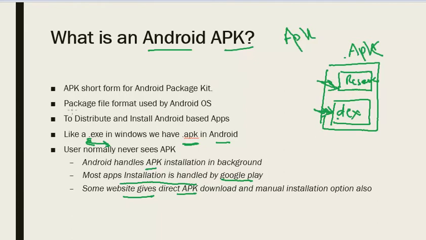So it says here that an APK file has a package file format. It has a package file format because the Android operating system uses it, and it is used to distribute and install Android-based apps, as I explained. It stands for Android Package Kit. So APK stands for Android Package Kit. I hope you understand. It's very simple. You can remember it in one word: it's just like an executable for Windows. Just like you have an exe file for Windows, you have an APK file for Android to install apps.